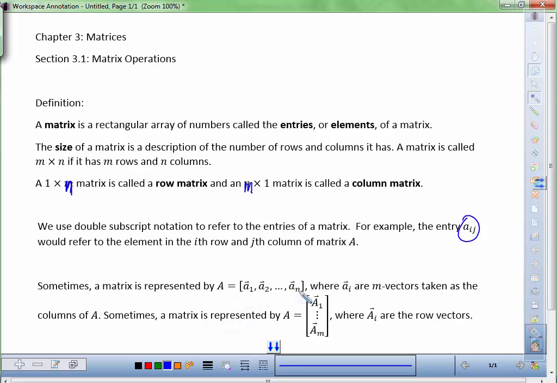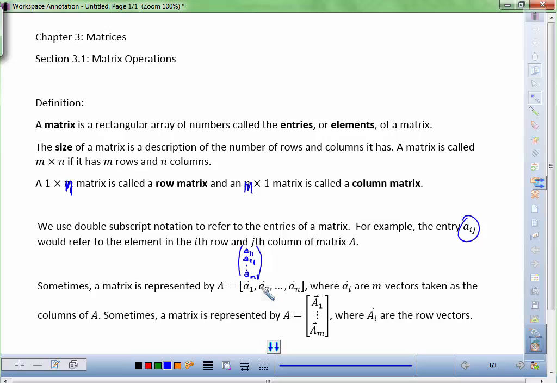Is this correct now? N columns. There are M vectors, so these things would have M elements. So A1 would actually be A11, A21, AM1. And that would be the column vector that would describe the first column of the matrix.